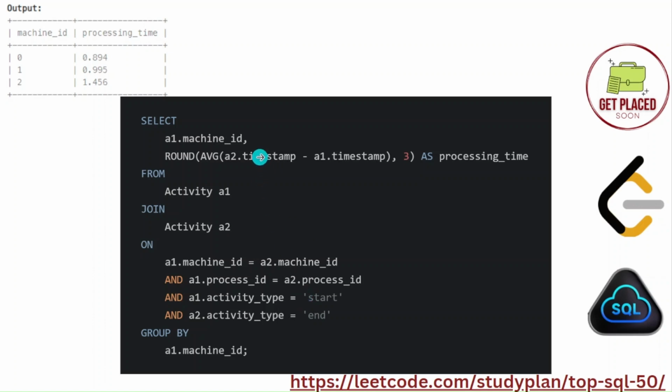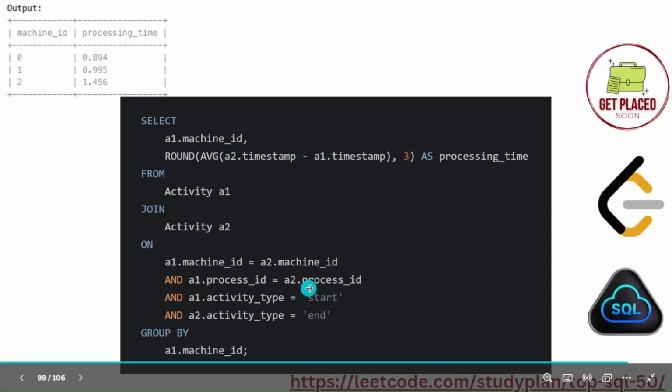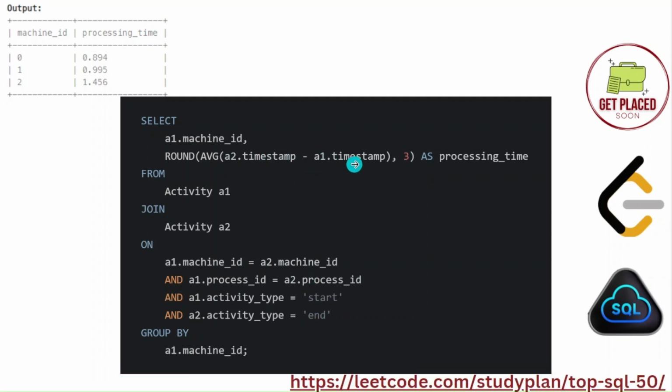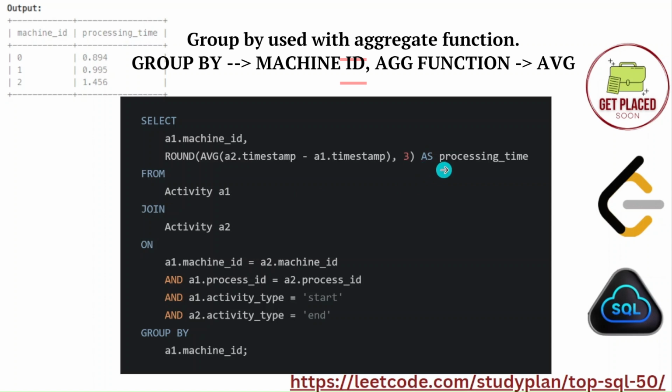How to do that? A2 is dedicated to end, A1 is dedicated to start. So A2 timestamp minus A1 timestamp will give the duration of the process. For all the processes in the machine ID, we will do the average. After getting this average, this is the first parameter. The second parameter is 3, so whatever value we get, we will round it to 3. And we are writing here as processing_time.